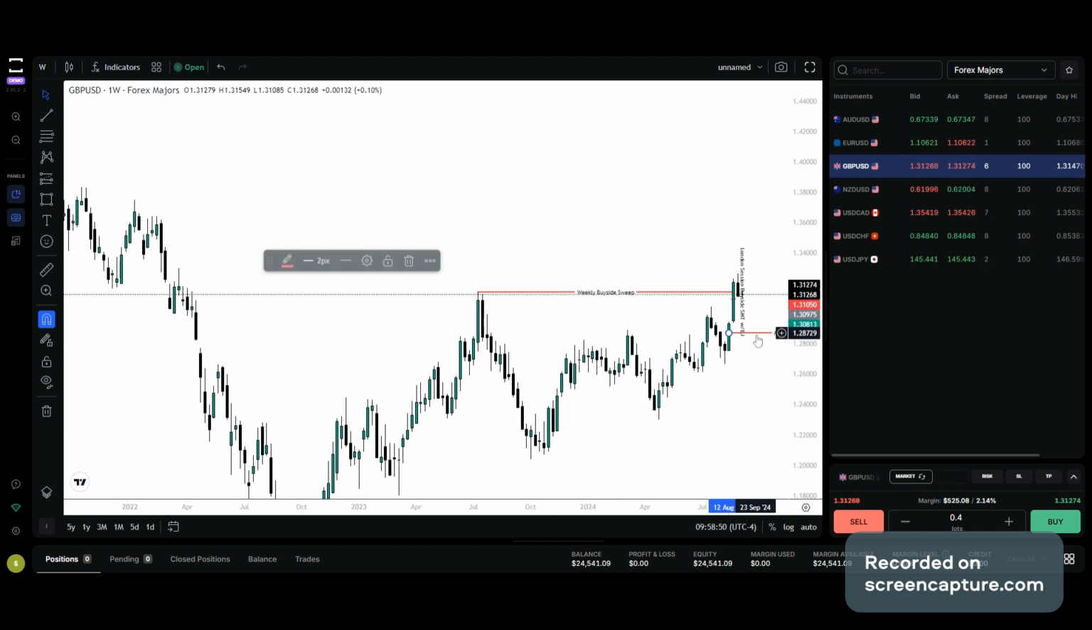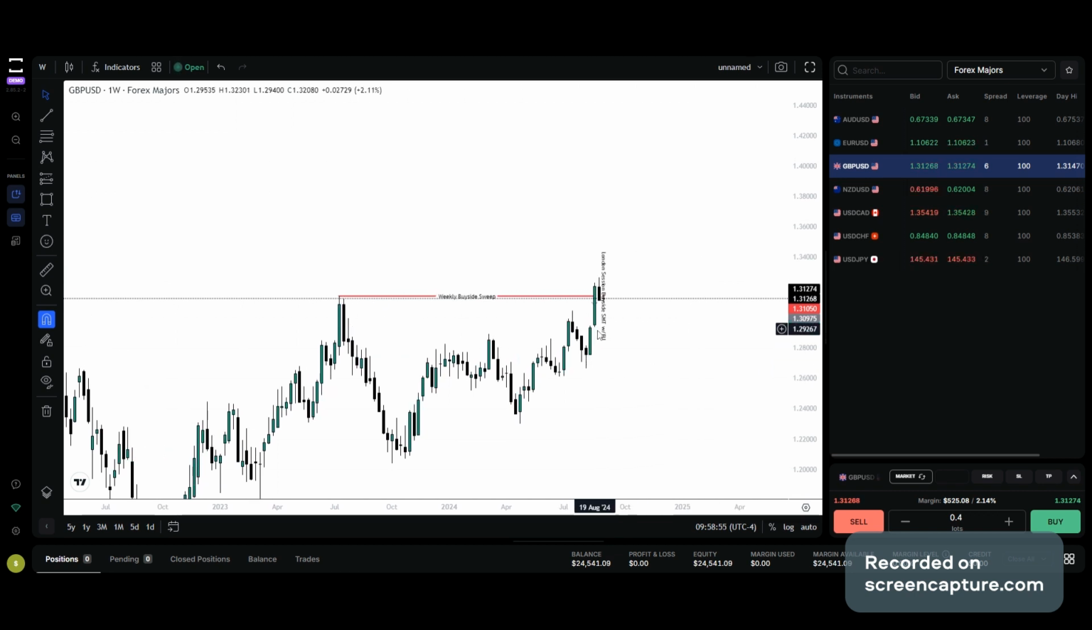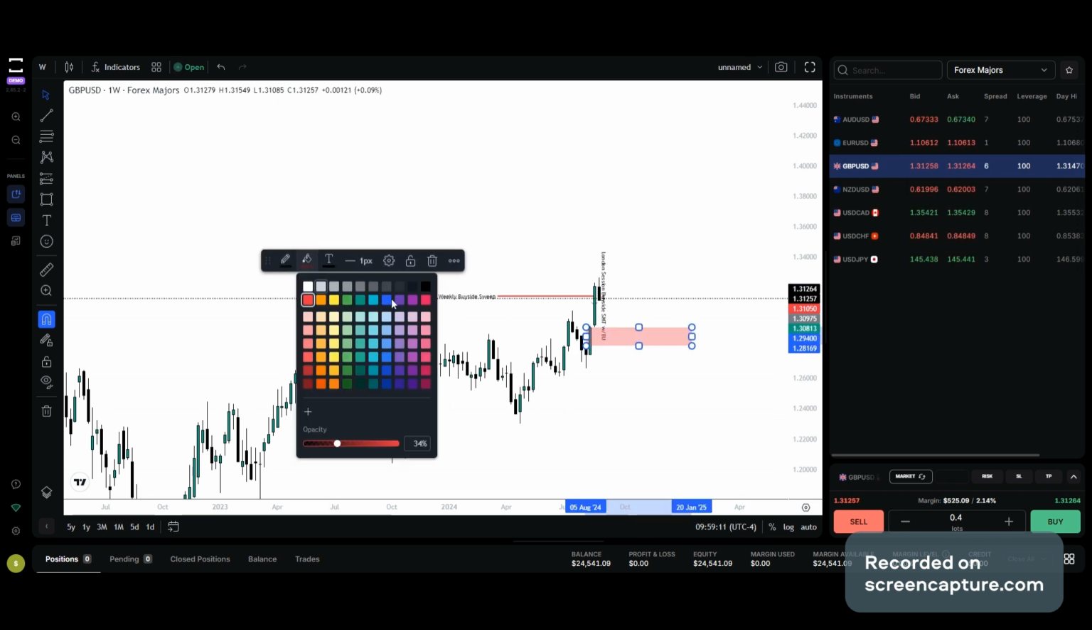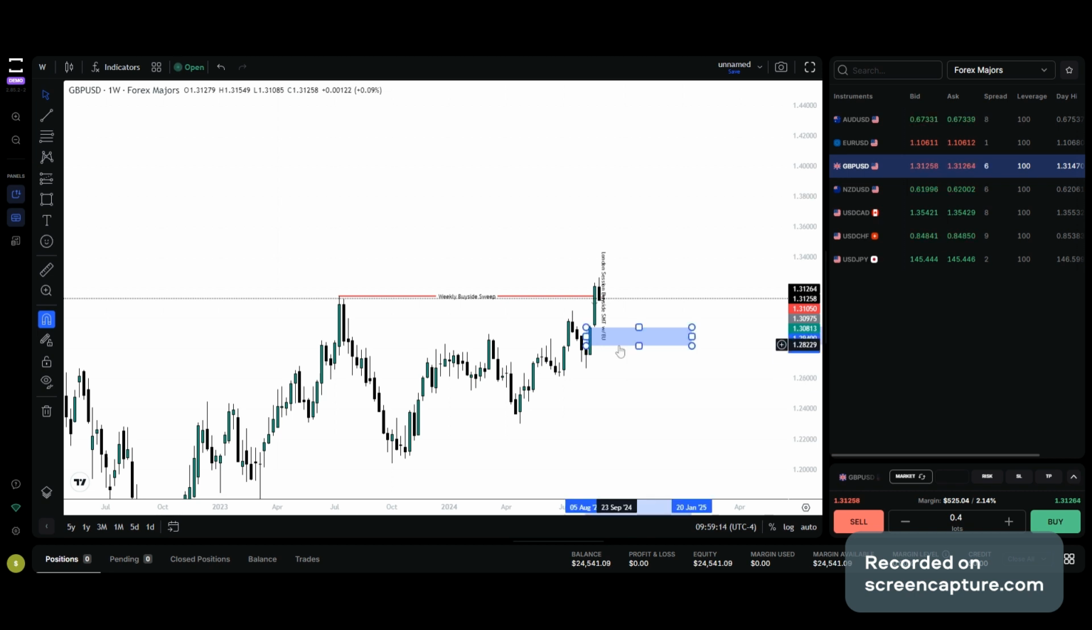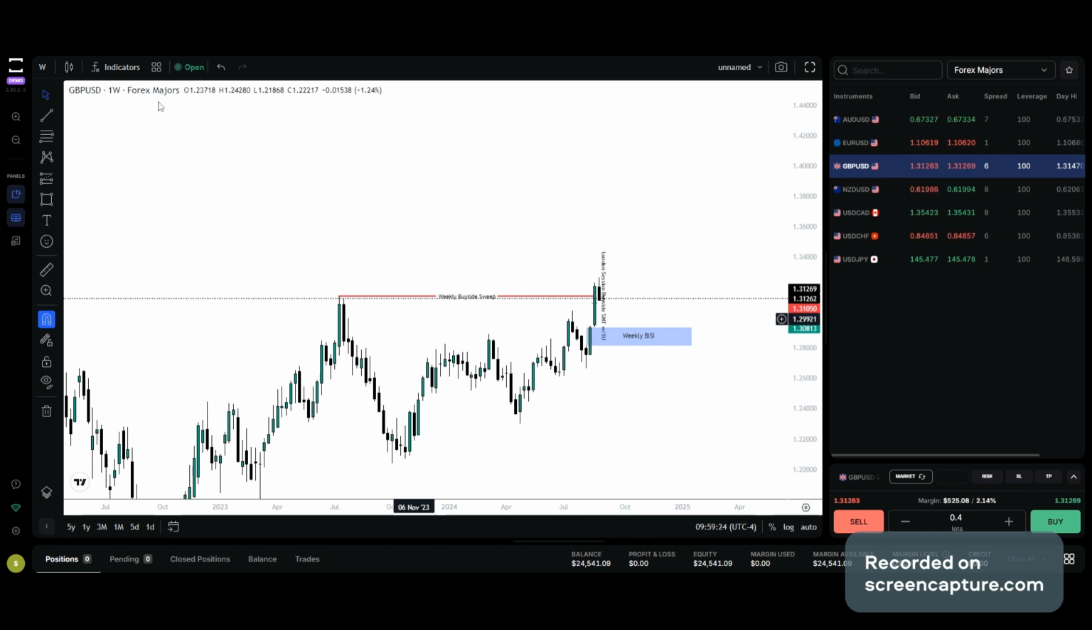And as far as my target, I'm looking for us to get down ultimately into this weekly imbalance here. And more near term, there's also a discount 4-hour BSC within this level, which is my draw on liquidity. So now going back down to the 4-hour.